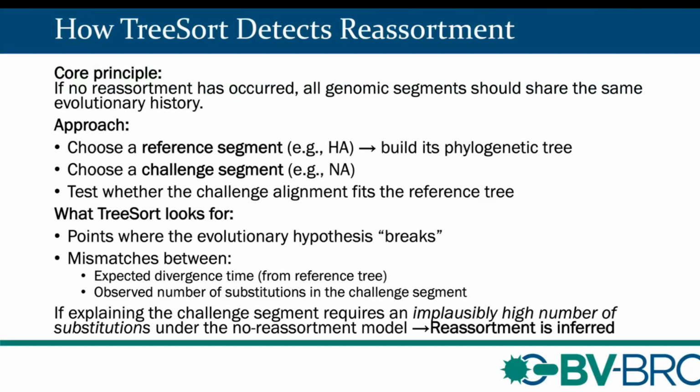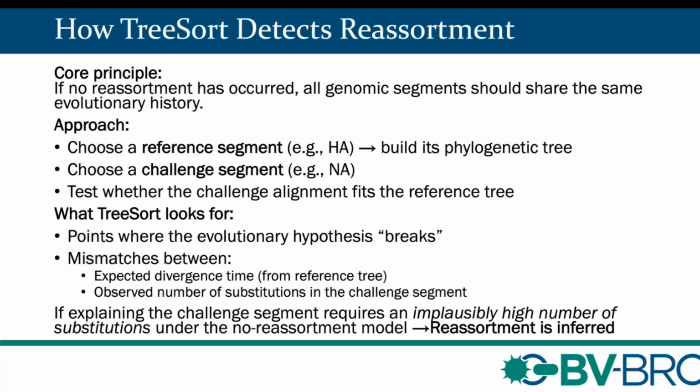The core principle that TreeSort runs on is that if no reassortment has occurred, all genomic segments should share the same evolutionary history. When that principle is broken, then you can infer reassortment. So you choose a reference segment, build a phylogenetic tree, and then choose a challenge segment and test whether the challenge alignment fits the reference tree.